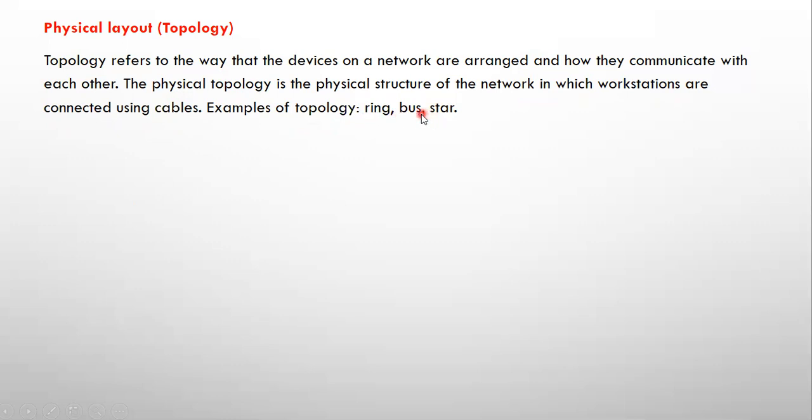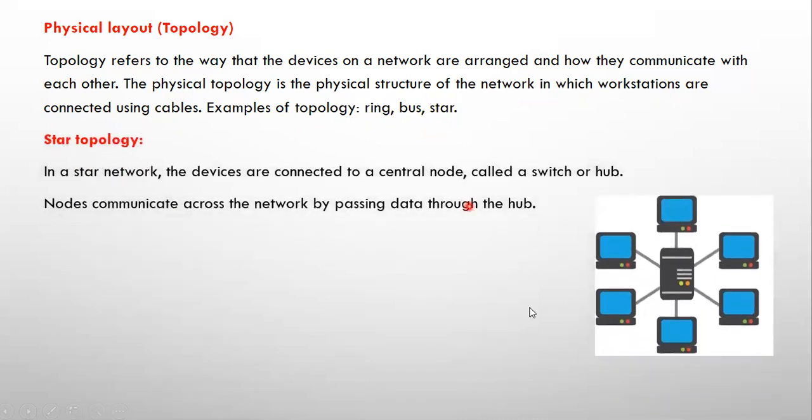Now in school, we have the star topology because each computer is connected to a switch. This is what we call a star topology. If this is your switch or a hub in this case, each computer is connected individually to your hub or switch. So in a star network, the devices are connected to a central node called a switch or a hub, and nodes communicate across the network by passing data through the hub. So the computers pass data here and the data is transferred to the correct device.